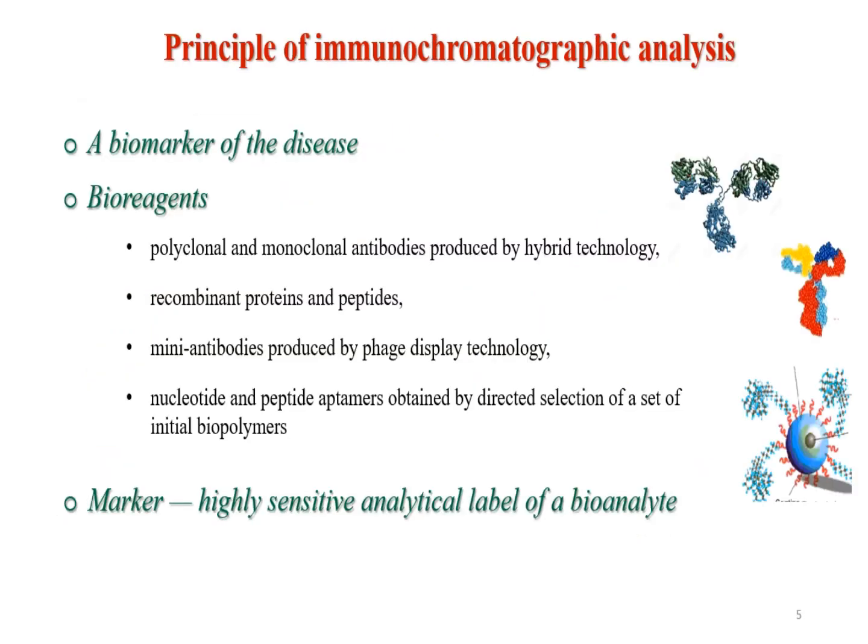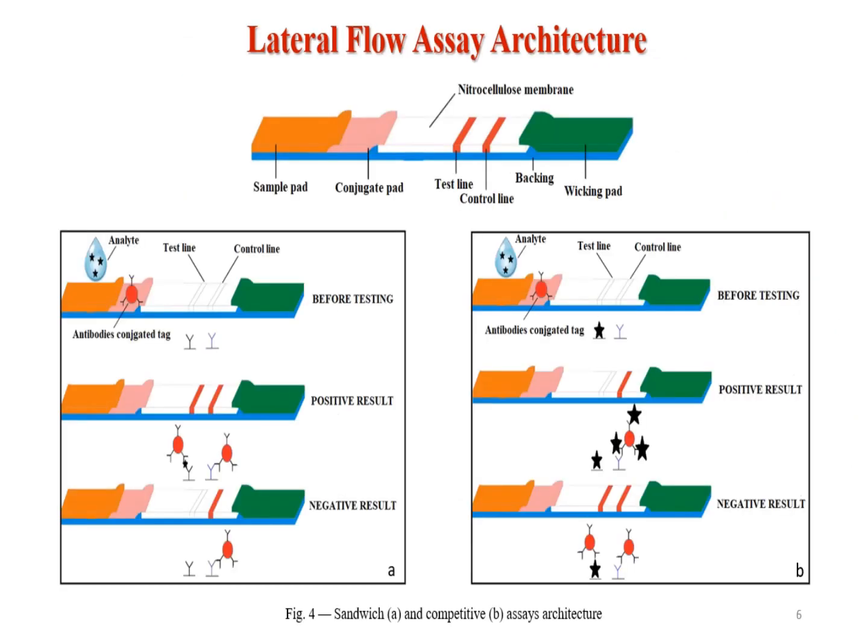The principle of immunochromatographic analysis is to detect biomarkers of the disease, using bioreceptors such as, for instance, mono or polyclonal antibodies, recombinant proteins, and so on. Thus, specific molecules connected to a fluorescent label provide a highly sensitive test system for the detected marker of the disease. In essence, these tests run the liquid samples along the surface of a pad with reactive molecules that show a visual positive or negative result.